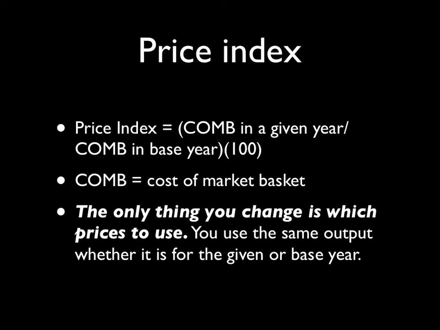Alright, so how we calculate this: price index is equal to the cost of a market basket in a given year over the cost of a market basket in the base year, and then you multiply that times 100. So the only thing that we change is which prices to use. We use the prices of that year. We use the same output every time. We use the base year's output.